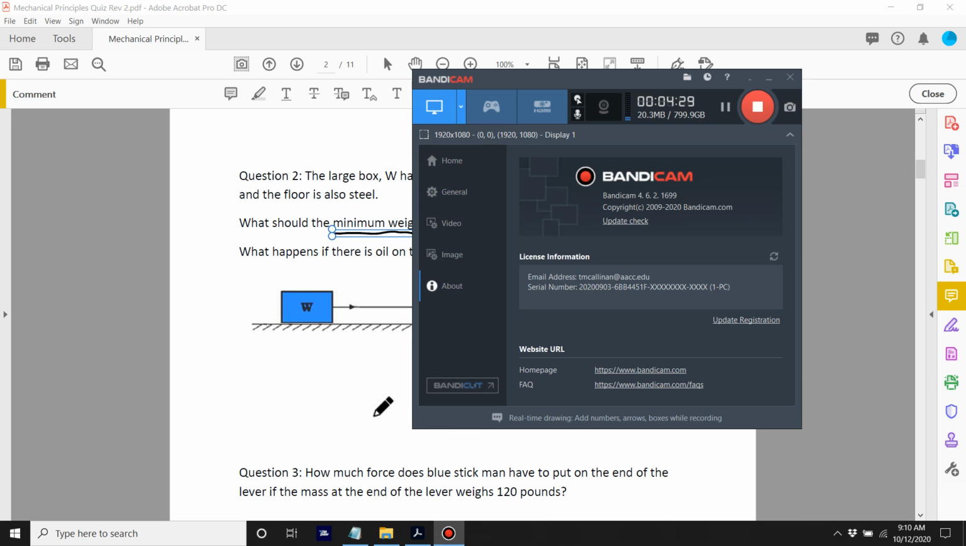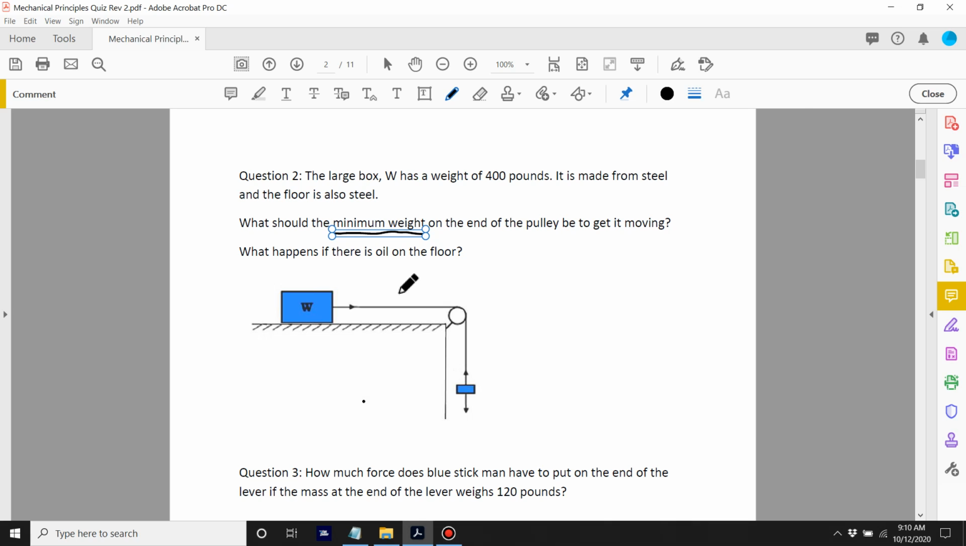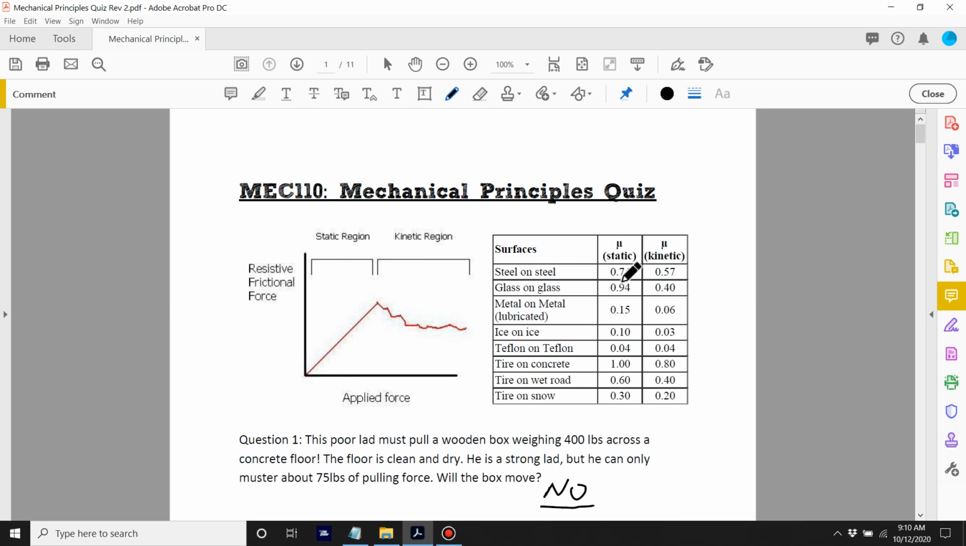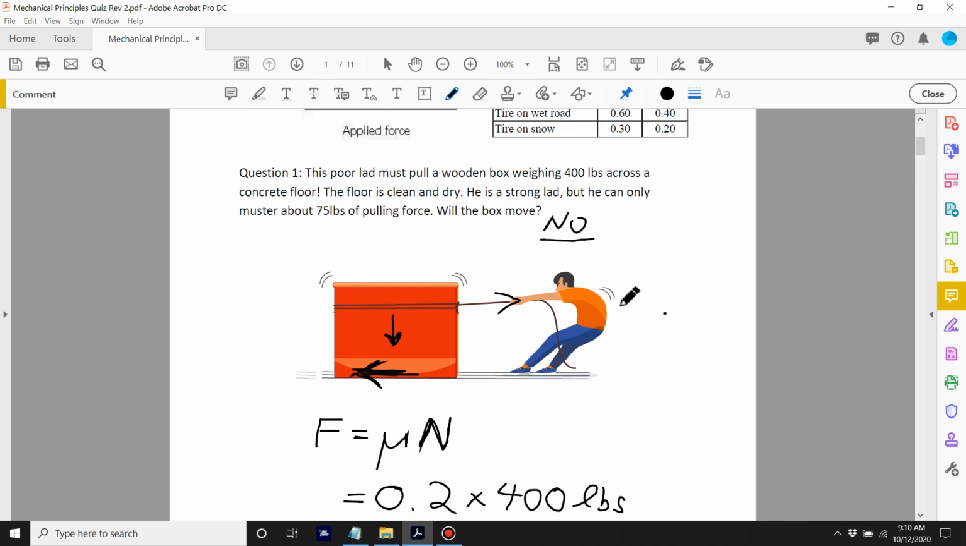Hold on, make sure this better be recording here. That's all right. Now, all right, let's have a look again. Our equation is F, which stands for static friction, is equal to mu, which looks like a U with a little tail, multiplied by N. Now the mu in this case is steel on steel. So I'll go up here, steel on steel, 0.74.